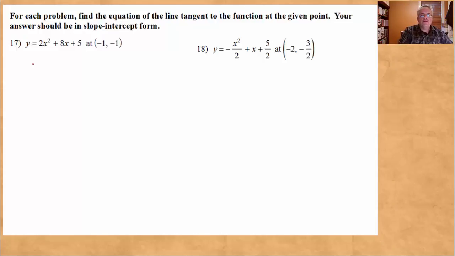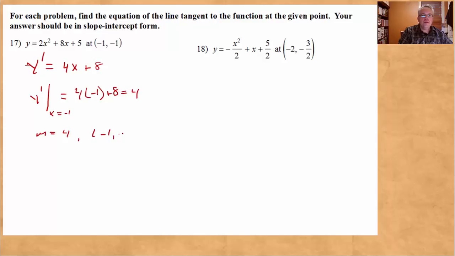So here we go. First, we need the derivative, because we need the slope of the function at the point. So here we go. Y prime equals 2 times 2 is 4. X to the 1st, which is just x, plus the derivative of 8x is 8 times the derivative of x, which is 1. We want this at x equals negative 1. That's what this vertical bar means. It means evaluated at negative 1. Okay, so at negative 1, this would be 4 times negative 1 plus 8, which is 4. That's our slope. So we know the slope is 4.